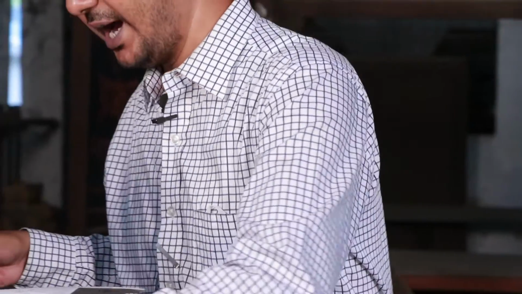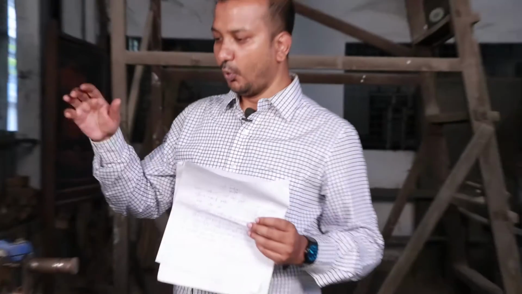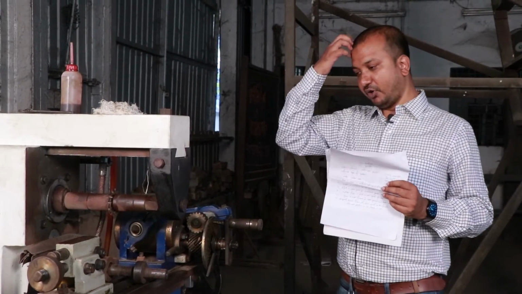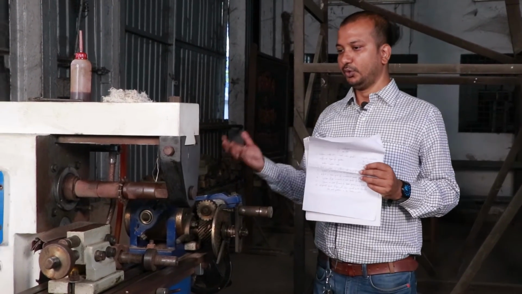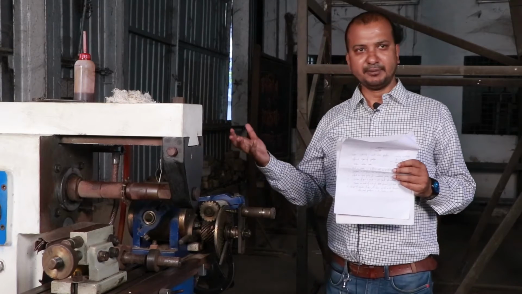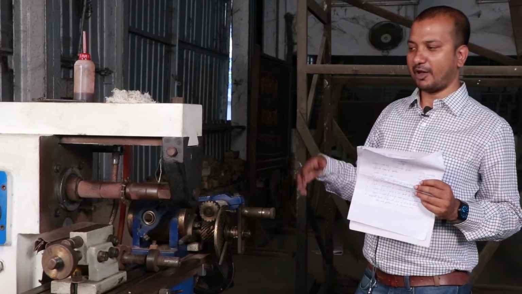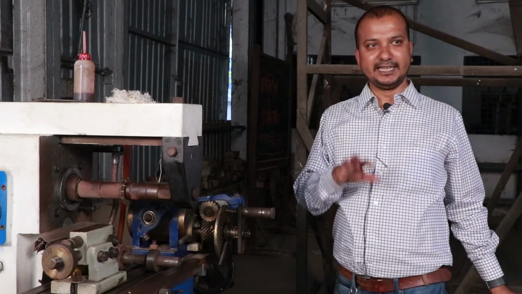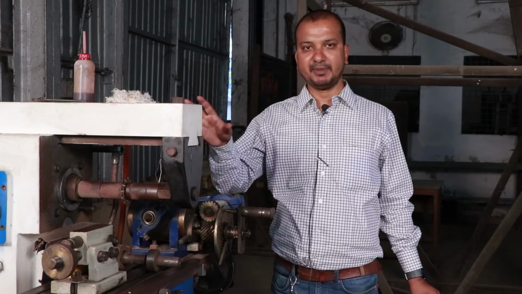So, here we are with the milling machine. Before performing the milling operation, we will have to know what a milling machine is, what the different parts are, and what operations can be performed in the milling machine. Basically, after the lathe, the next versatile machine tool is the milling machine.